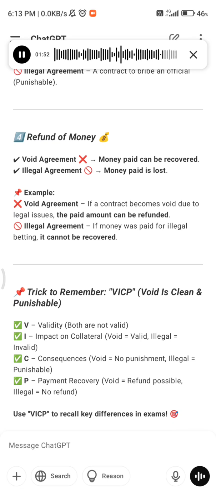V, validity: both are not valid. I, impact on collateral: void equals valid, illegal equals invalid. C, consequences: void equals no punishment, illegal equals punishable. P, payment recovery: void equals refund possible, illegal equals no refund. Use VICP to recall key differences in exams.